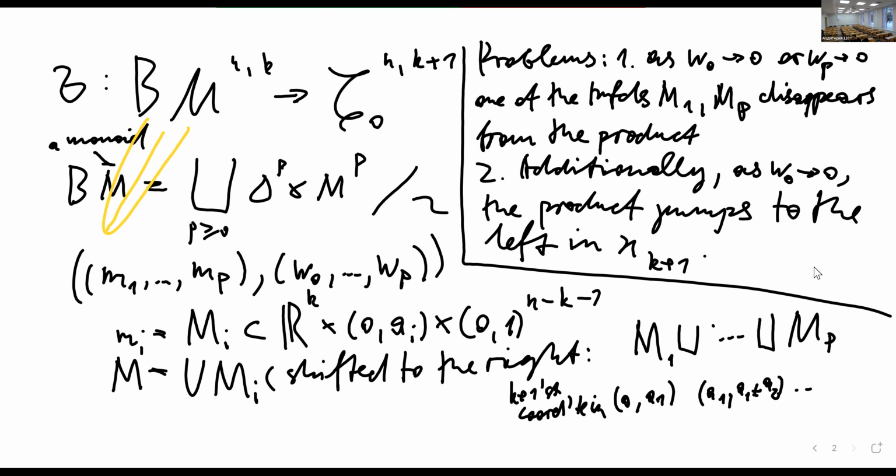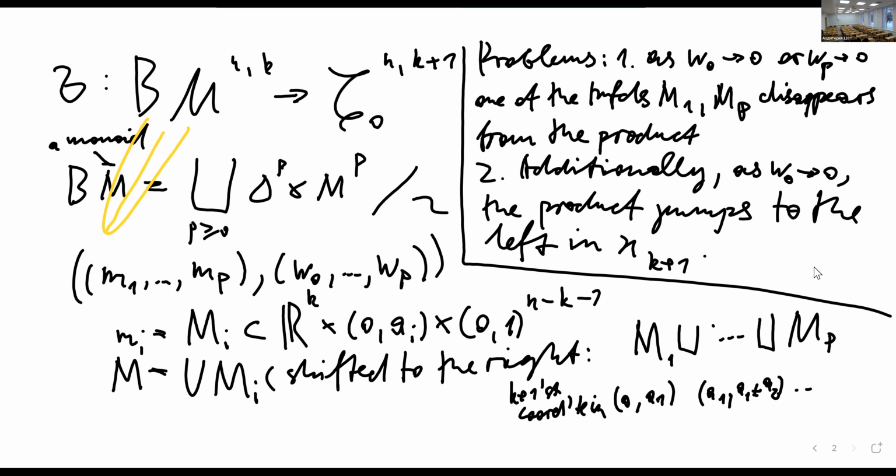The first one is two problems which make this union incompatible with the equivalence relation. Firstly, as the first of the last coordinates of the element of the simplex go to 0, the first, respectively the last manifold disappears from the product. What does this mean?